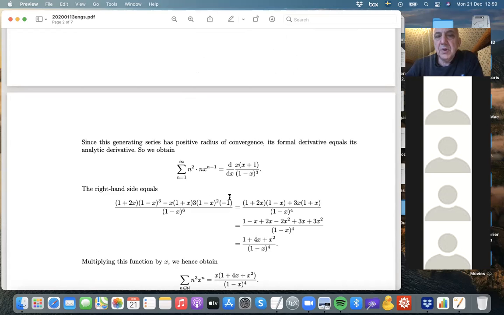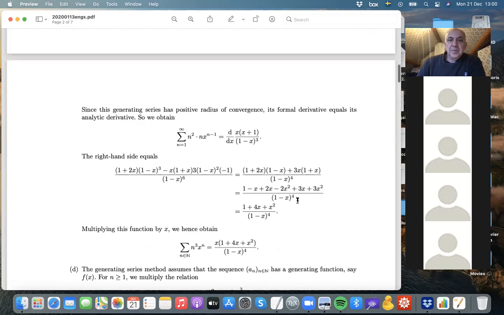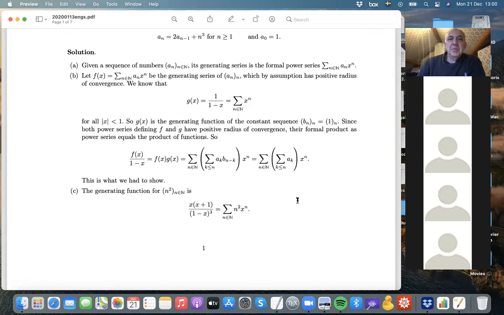It's somewhat straightforward calculations, but it's easy to make mistakes. So please, when you do such things, double check. And then the last step is that from this series, the sum for n from 1 to infinity of n cubed x power n minus 1, to get what we want, we just should multiply this by x. We can multiply our previous result by x, and this will give us the required generating function.